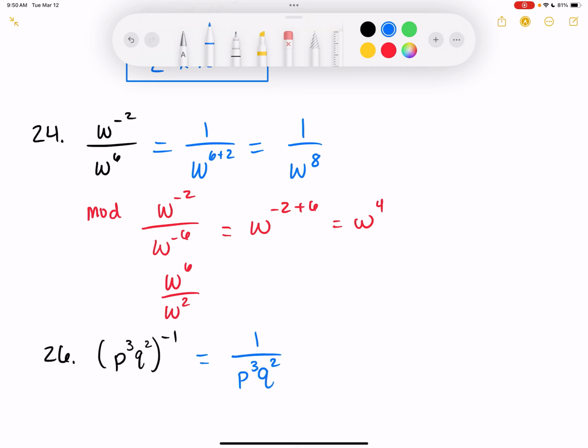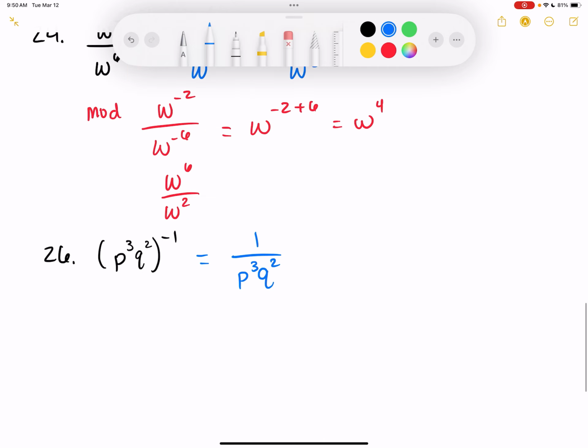Nice and simple and easy, I'm done. Some people instead like to do this, which is fine, but it just adds another step. They'll make this p to the negative 3, q to the negative 2, then they have to do the step of moving it down to the bottom by changing the sign. So either way is fine, but if you can do it in fewer steps, it's a great option, right?